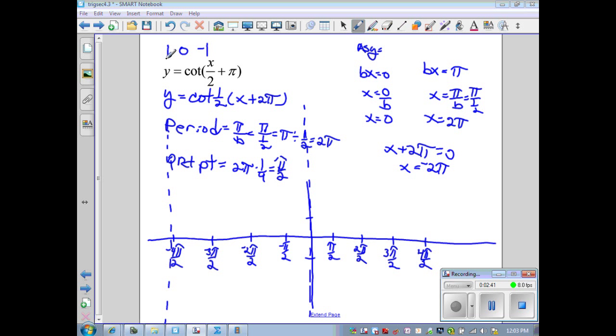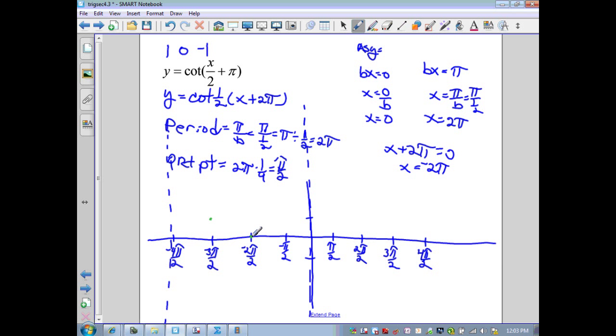Now I graph my key points, which are going to be at 1, 0, and negative 1. Then I can continue with the next asymptote, which, since this is at 0, my next one will be at 2 pi. And again, graph my key points.